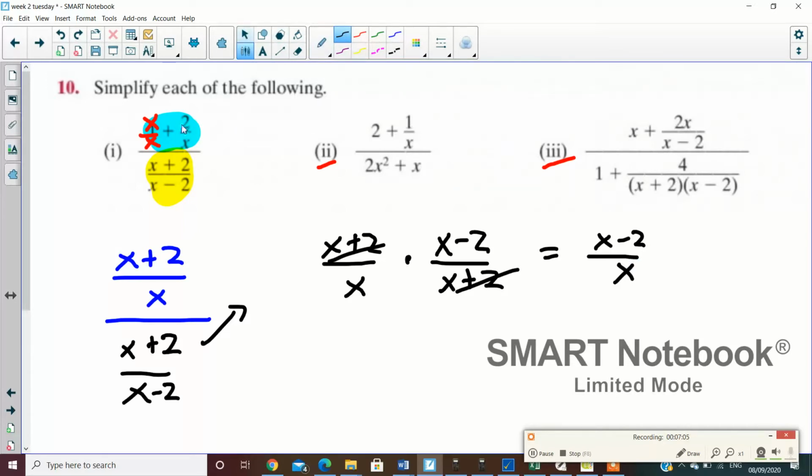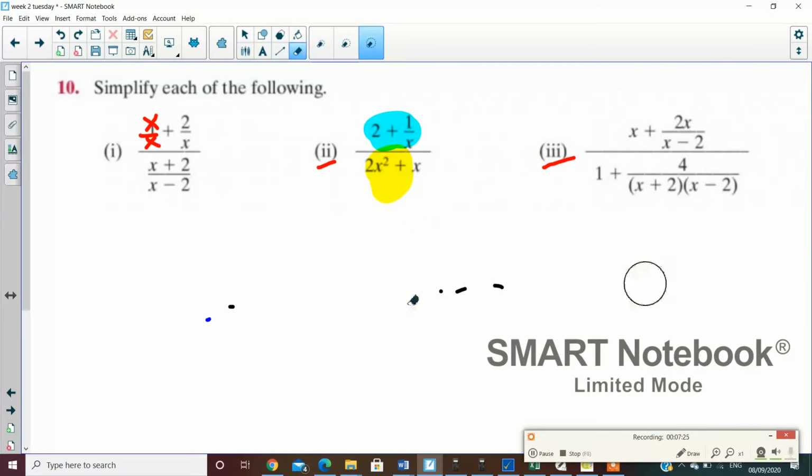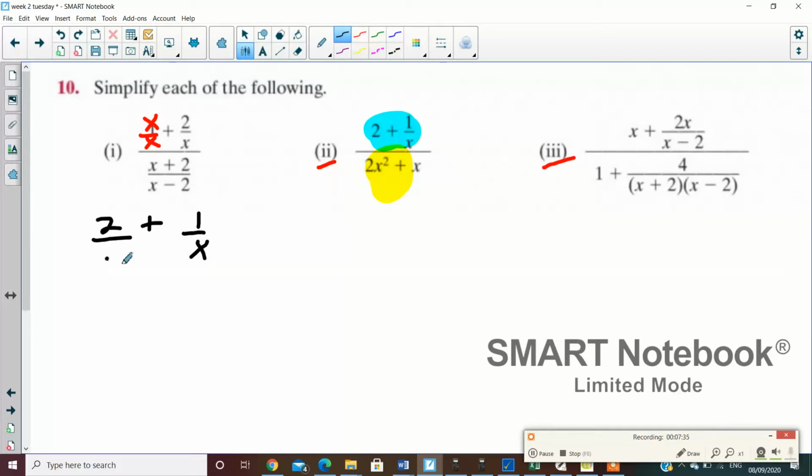Next part. Do I have to work on the blue part or the yellow part? Yellow part's done. Well, I can factorize it though, can't I? And I need to work on the blue part to give it a common denominator. So we're going to do the same thing again. Sir, what do I do with the blue part? What do I put underneath the 2? And on top of it, beside the 2? An x as well. You have to do the same thing top and bottom, okay?